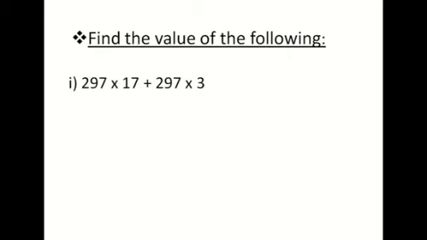Look at the sum here: 297 into 17 plus 297 into 3. If you observe properly, you can see 297 has been multiplied with 17. Again that 297 has been multiplied with 3, with a plus sign in between. So if I denote this 297 as A, 17 as B and 3 as C, can you tell me in which form it is written here? I'll make it clear. It will be like this: A into B plus A into C.